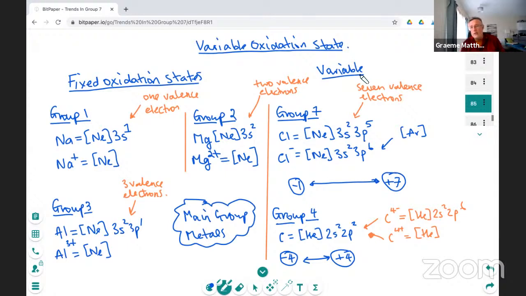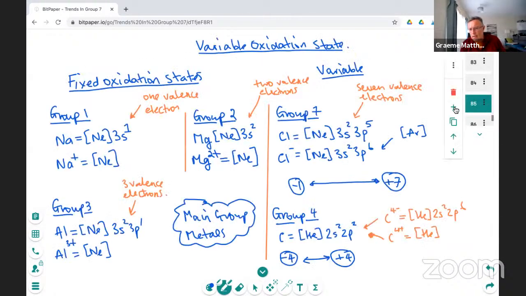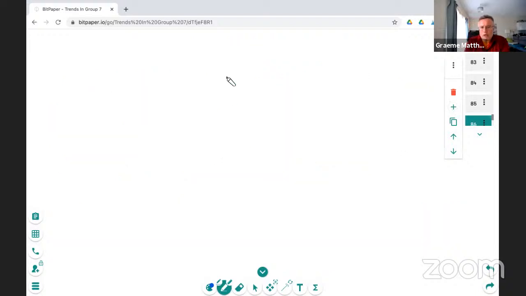All right. So the other one, I think I need to add one more tile in here. The other one, chemists, is we're talking about variable oxidation states. Okay, variable oxidation states.